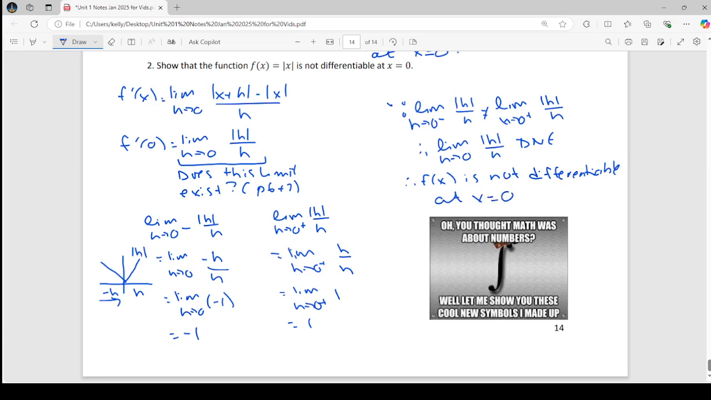Okay, and so that's how we're able to prove that a derivative doesn't exist at a certain value. All right, so that's Unit 1. We can talk in a lot more detail now about behaviors of graphs and the rate of change of graphs and the tangents of graphs.